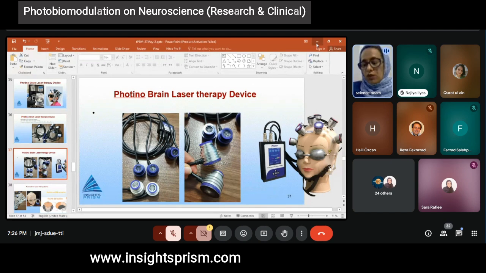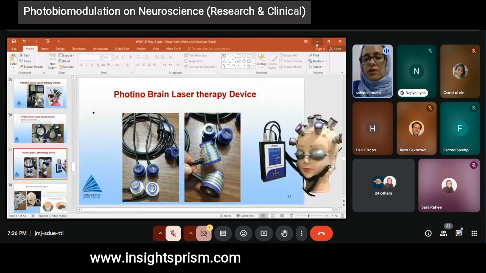And this device has a silicon cap that is designed by the 10-20 system. As you know, it's the EEG compatible system, so you can set each probe based on your desired protocol.